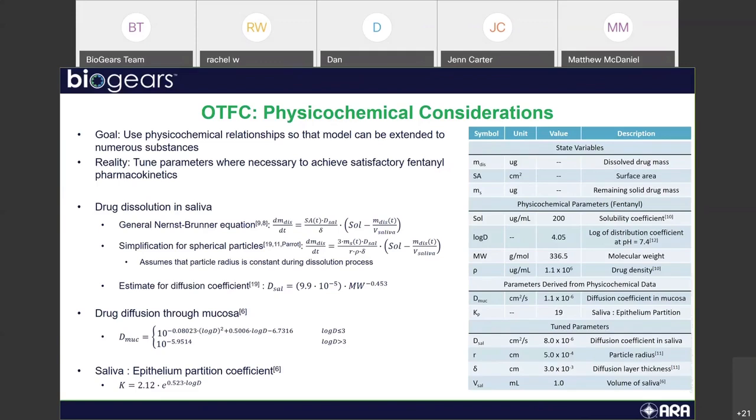We did find some good estimates for the diffusivity through the saliva and the mucosa, and also for the partitioning between the saliva and the upper layer of the epithelium in both the buccal and sublingual regions. So we, again, try to use these relationships as much as possible to make this a generic model that could be extendable to other substances. But you'll see that on the bottom right here, there are some parameters that we had to tune to get a good fentanyl response, but we tried as much as possible to make sure these were validated values or assumptions that have been made in other places. They weren't just kind of come from nowhere.